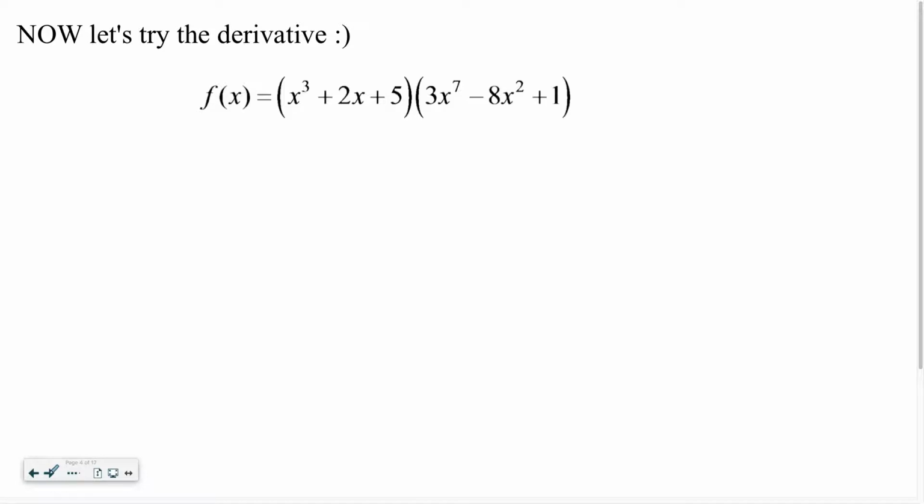So is the entire thing f of x, or is the first parentheses f of x and the second parentheses g of x? It's a product. So these two are being multiplied together. So we're going to view this as our f of x, and we're going to view this as our g of x. Okay.